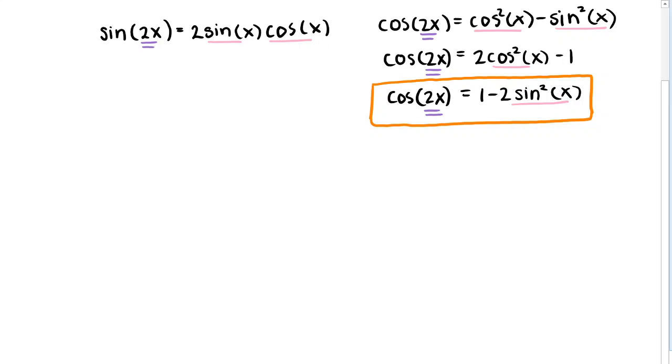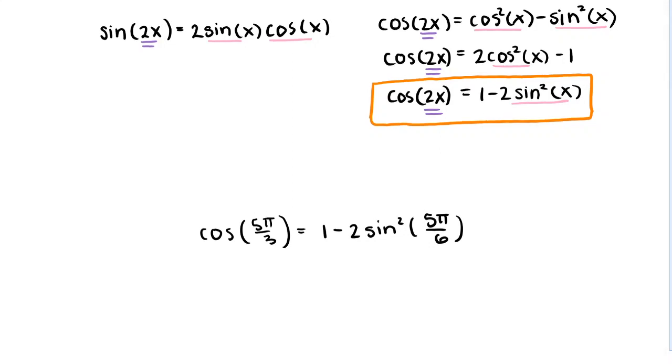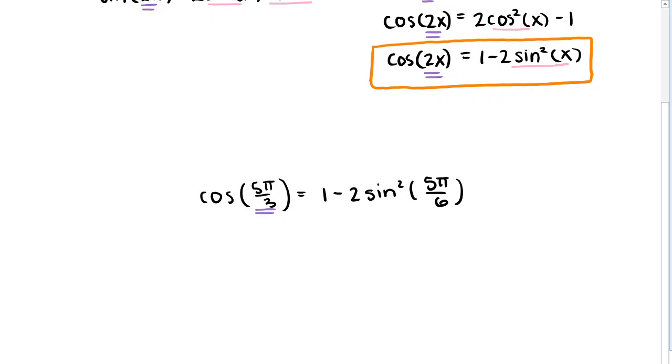So what I mean by that is if we evaluate 1 minus 2 times sine squared of 5 pi over 6, this is supposed to give us the same value as cosine of twice that angle, 2 times 5 pi over 6. And 2 times 5 pi over 6 is 5 pi over 3. And so I guess what I'm trying to say here is that let's say we didn't know how to evaluate cosine of 5 pi over 3.